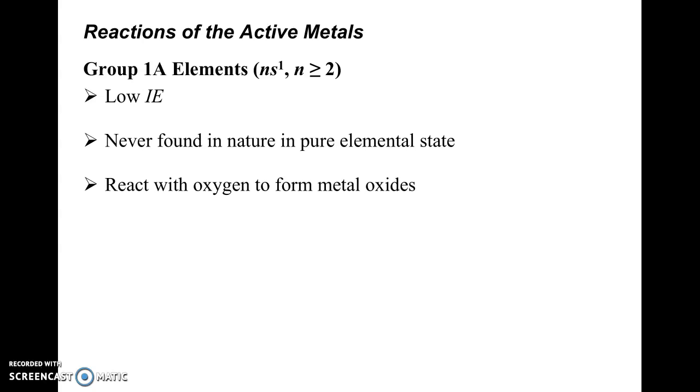So these are generally the 1A elements. So they have an ns1 electron configuration, and we're talking where n is greater than or equal to 2. So lithium, sodium, potassium, rubidium, cesium, etc. They have a very low ionization energy because there is just one electron in a new quantum level.